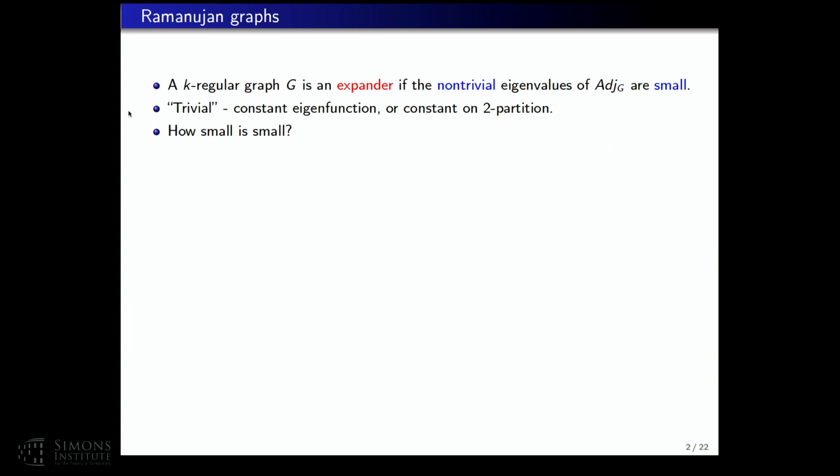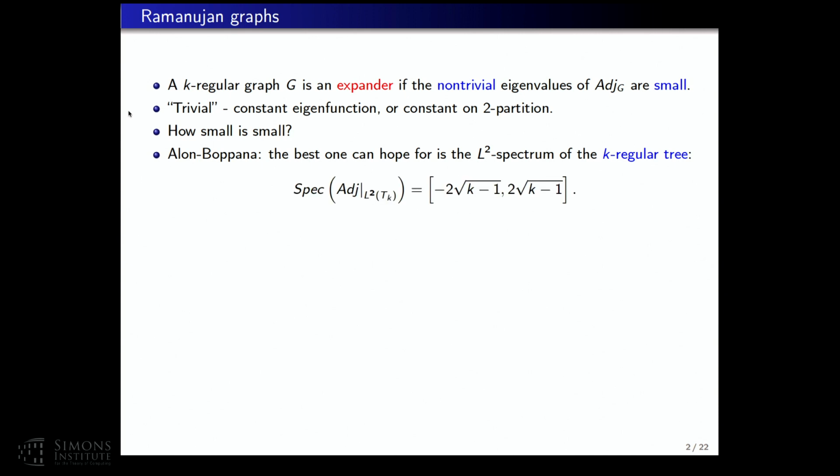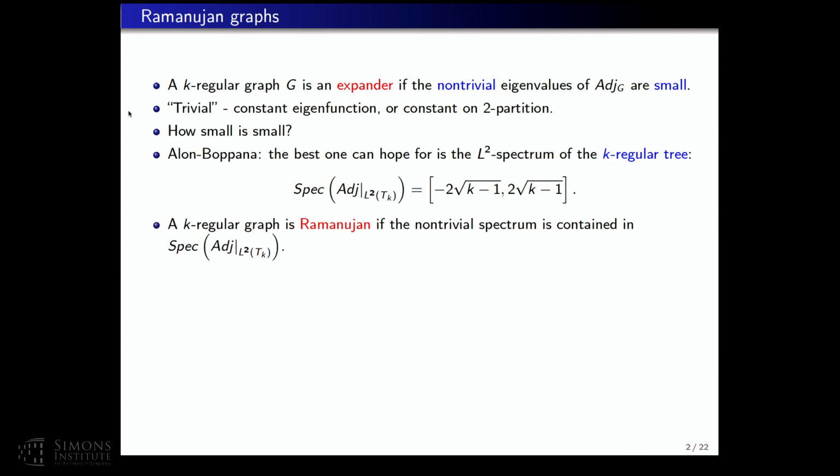And the other question is, what is small? How small is small? And there is an answer, which is due to Alon and Boppana, which is the best one can hope for is the spectrum of the tree. So this is as small as you can get. So this is the spectrum of the K-regular tree. And we're trying to find graphs which have this concentration of the spectrum. So a K-regular graph is Ramanujan, and we heard it several times, if the non-trivial spectrum is contained in this interval.